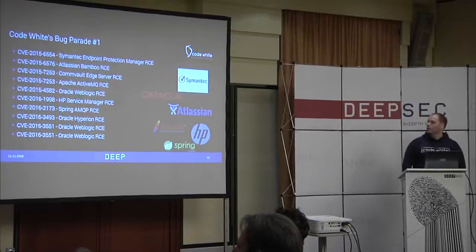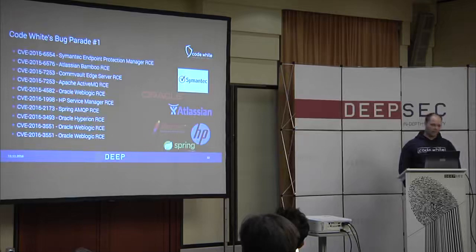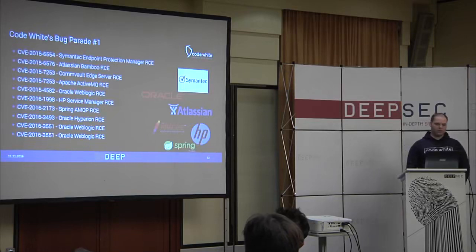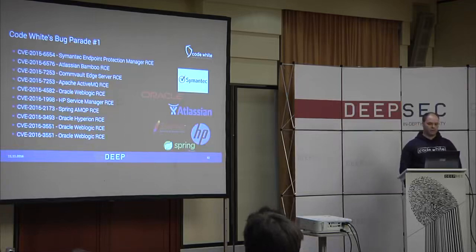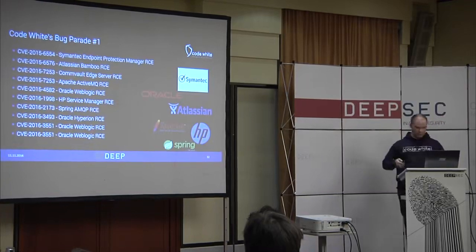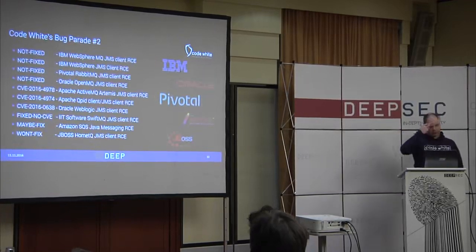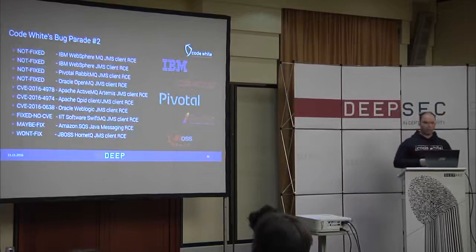Then we have found remote code execution in Atlassian Bamboo, which is a continuous integration server, Commvault Edge server, Apache ActiveMQ messaging server, Oracle WebLogic. That's also the one which Foxglove dropped in the blog post. HP Service Manager, Spring AMQP messaging, Oracle Hyperion. It's in BI software. Oracle WebLogic again, which is a blacklist filter bypass. Then I have a bunch of bugs in Java messaging.